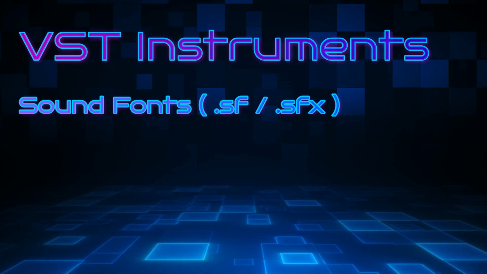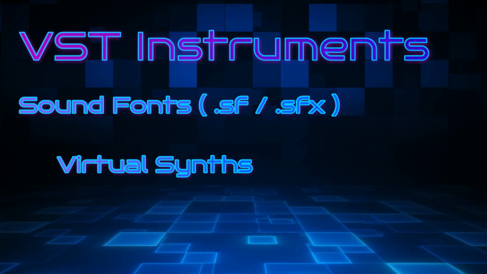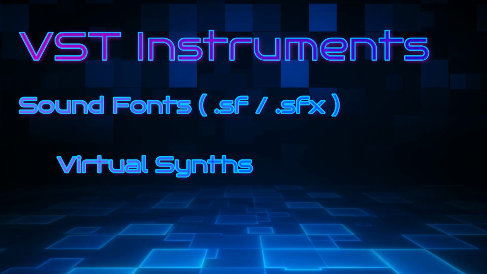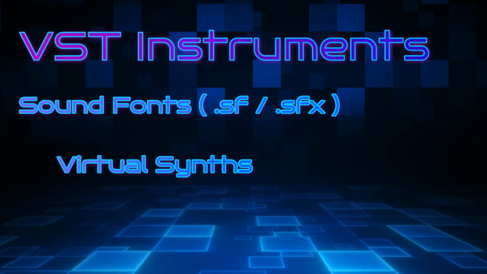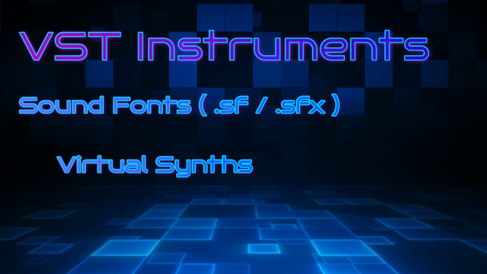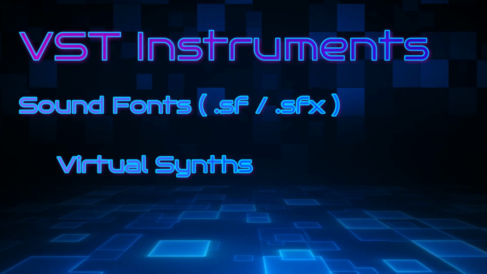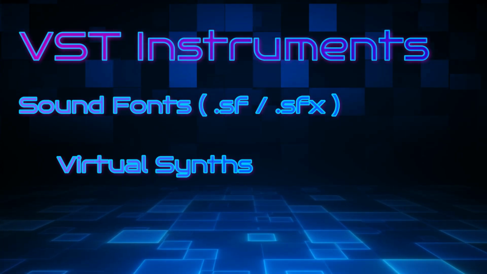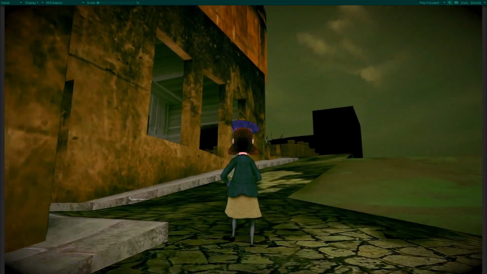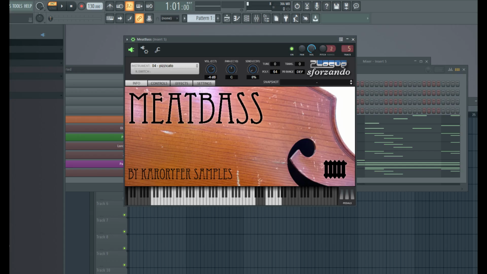The other type of VST instrument is a virtual synth, and that's like a synthesizer. It uses a computer algorithm to generate a sound from scratch. A virtual synth is pretty cool because you can use it to create your own sounds by fiddling with parameters and stuff. So let me go through some of the sounds that I use. Meat bass.